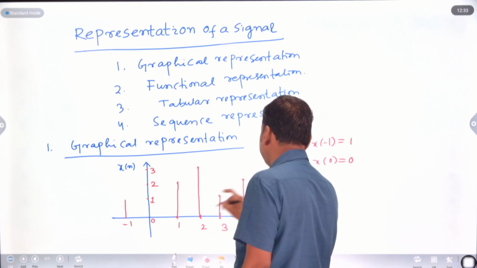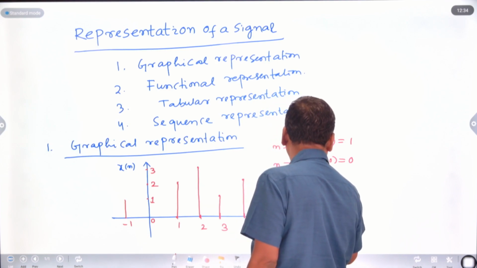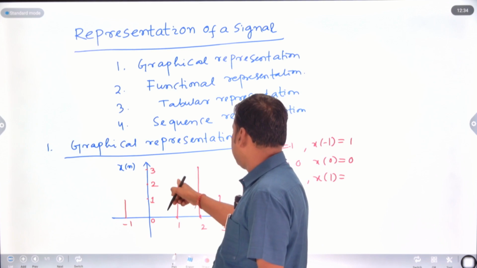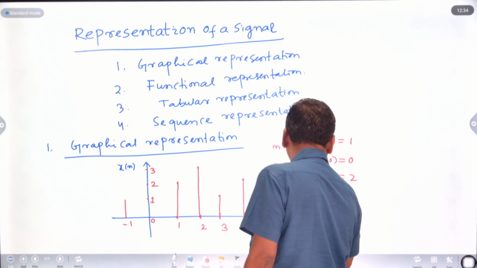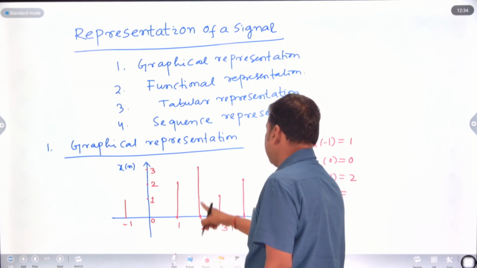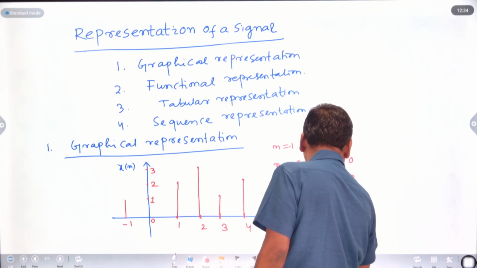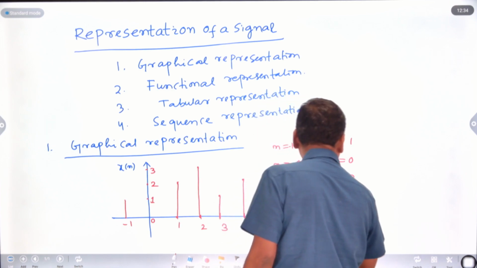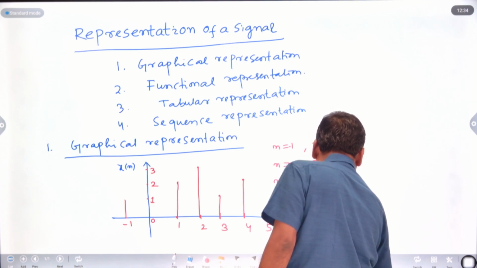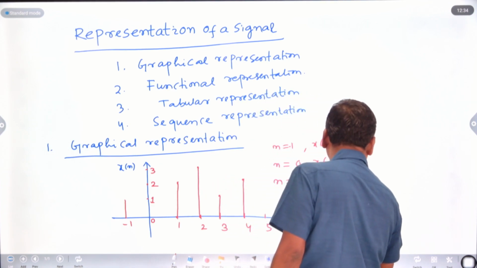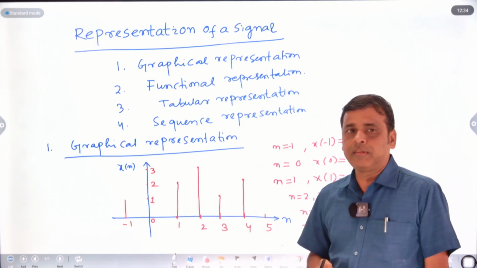Similarly, if n equal to 1, x of 1 is how much? X of 1 equals 2. For n equal to 2, x of 2 equals 3. For n equal to 3, x of 3 equals 1. For n equal to 4, x of 4 equals 2. That's what we can say is the graphical representation of a discrete signal.